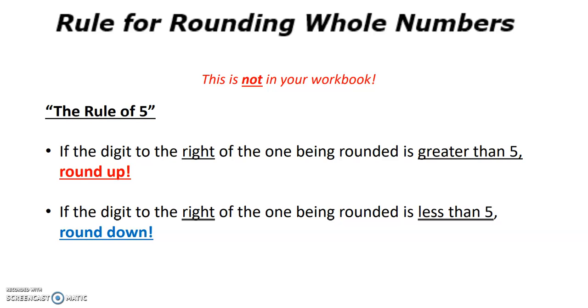If the digit to the right of the one being rounded is greater than or equal to 5, so 5, 6, 7, 8, or 9, we're going to be rounding up. If the digit to the right of the one being rounded is less than 5, so it's a 4, a 3, a 2, a 1, or a 0, we're going to be rounding down. So let's start with this.